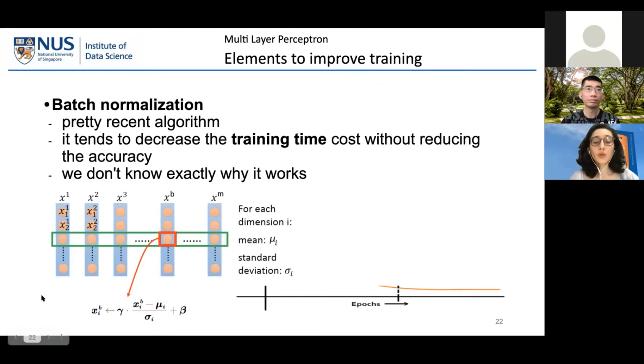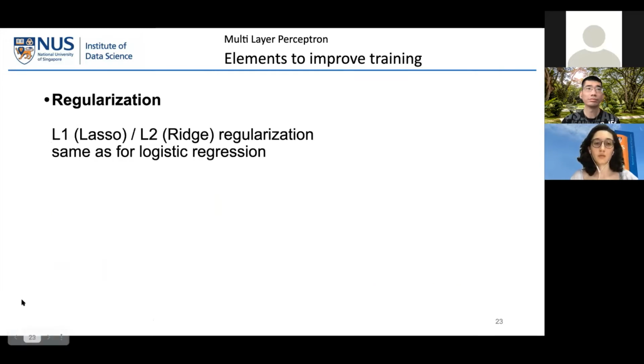And we don't really understand, at least I don't really understand why it works, but it's quite popular to use that in order to decrease training time without affecting the accuracy. Okay.